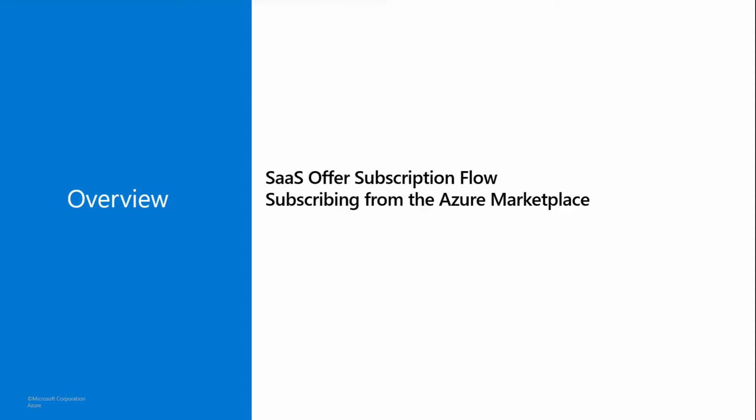Let's see what we'll be covering in this module. First of all, we'll see what the end-to-end flow looks like when subscribing to a SaaS offer. We'll see what the start-to-finish process of subscribing to an offer looks like when it's published in the Azure Marketplace. So we'll start from there.